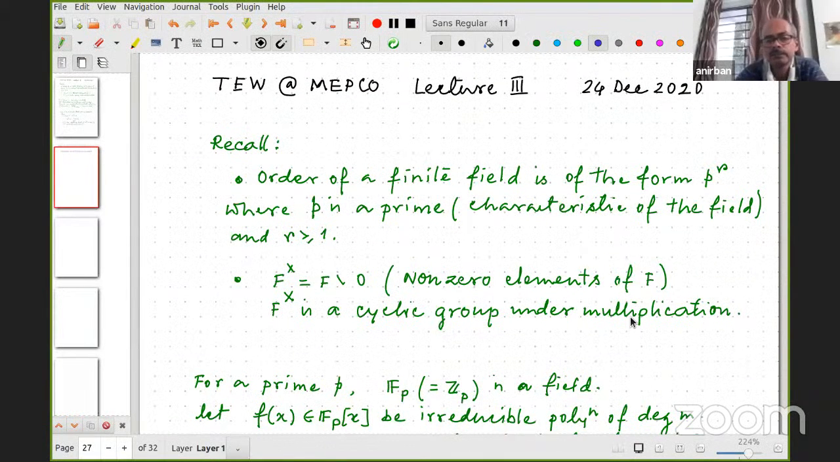p to the r. So that's the first statement here, where p is a prime, which is the characteristic of the field. If you take any element and add it p times, then that's going to be 0. So that is the characteristic, and p is the least such integer, and that's always a prime. And so the order of a finite field is of this form, p to the r, that we have seen. That's the first thing we have proved.